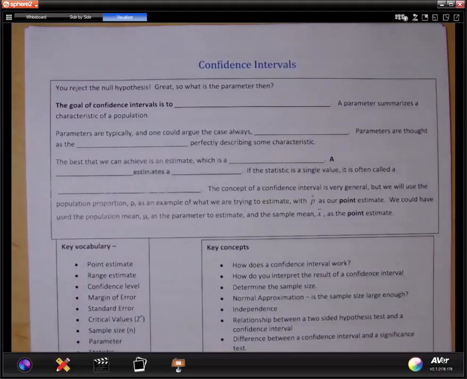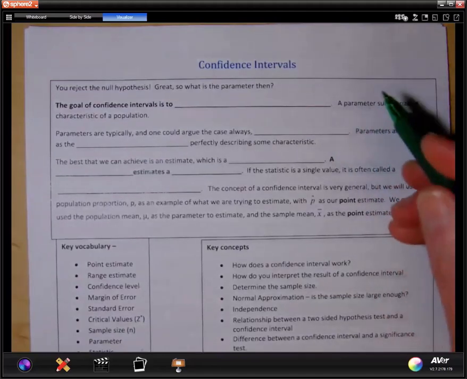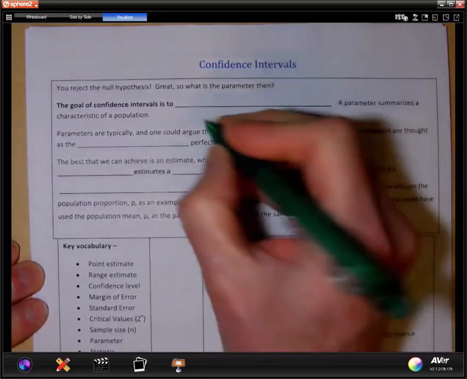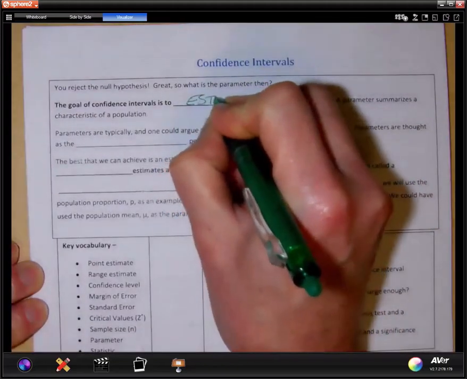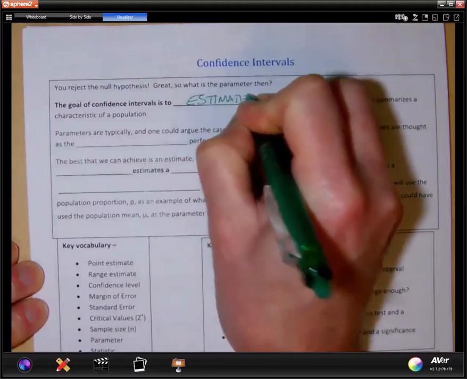We're going to look at confidence intervals. So you reject the null hypothesis. Great. So what is a parameter then? The goal of a confidence interval is to estimate a parameter.